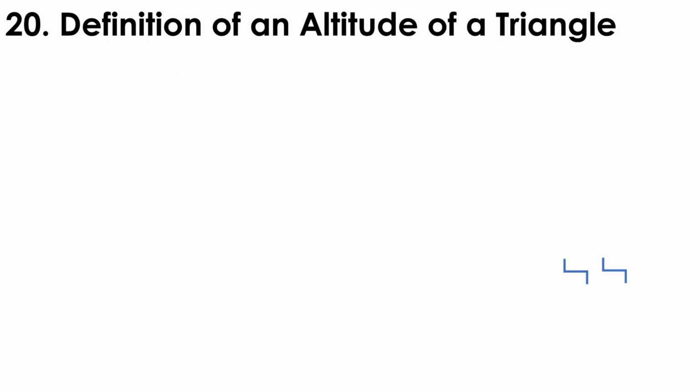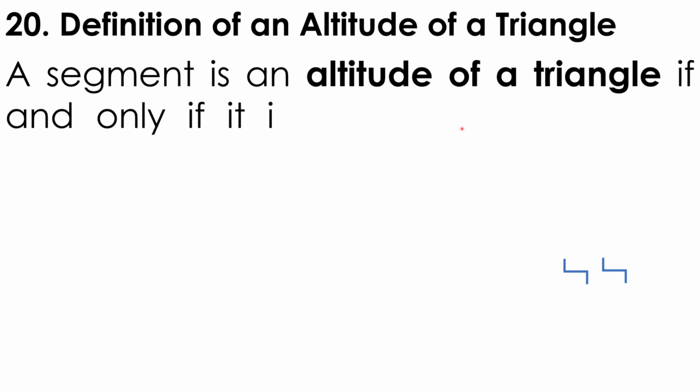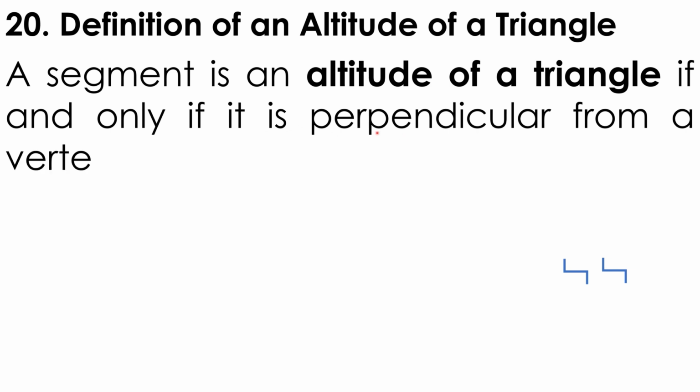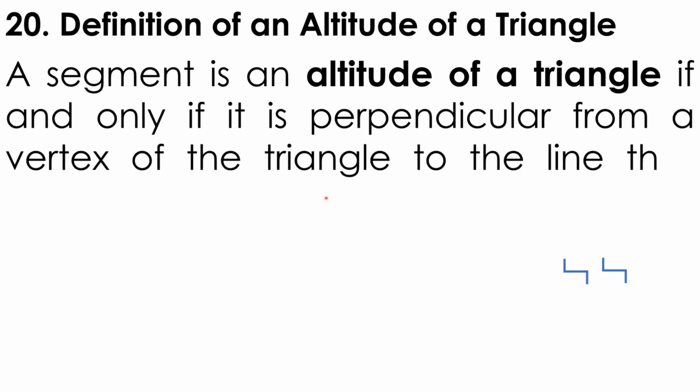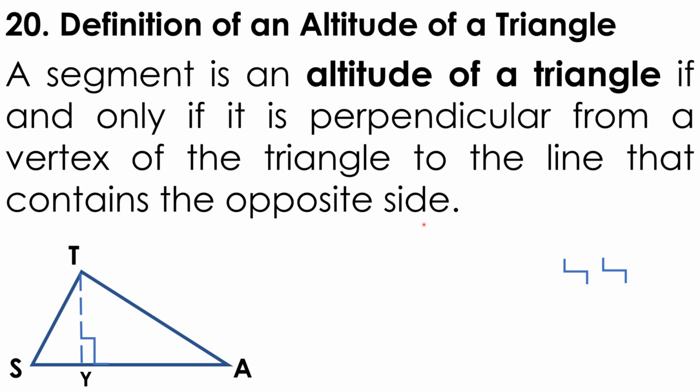Let's proceed to the definition of an altitude of a triangle. A segment is an altitude of a triangle if and only if it is perpendicular from a vertex of the triangle to the line that contains the opposite side. So I have here this figure. Every triangle has three altitudes. In triangle STA, segment TY is one of the three altitudes.